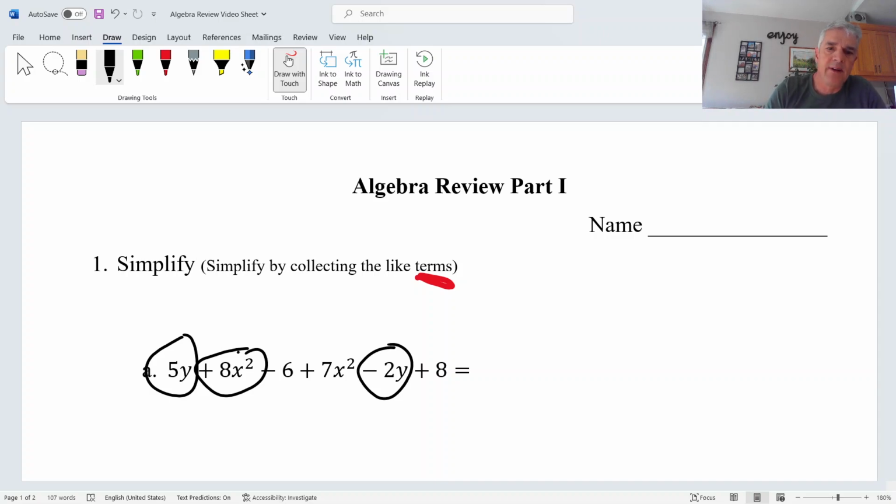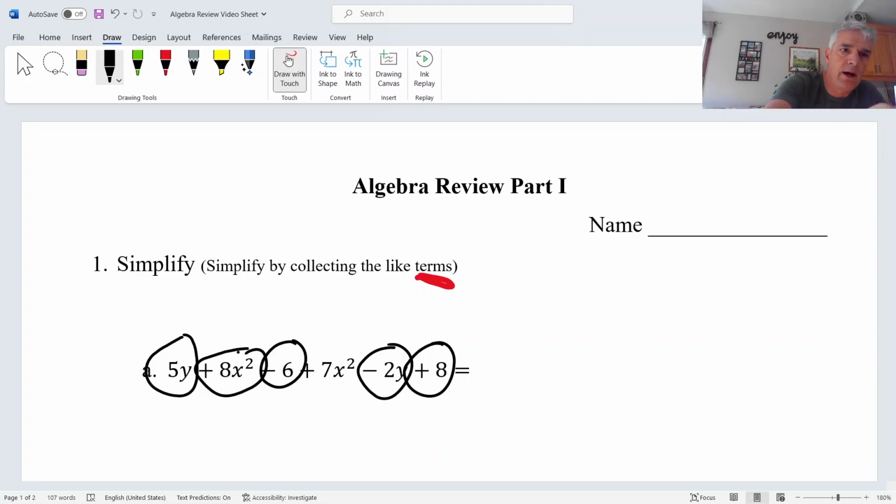And then we have different kinds of terms, okay? We have terms that have letters in them, and we have terms that do not. So minus 6 and plus 8 are special terms because they have no letter in them. And so these two terms would be referred to as constant terms, okay? That's the minus 6 and the plus 8. They don't have a letter part, so they're constant. They're the value that they are.